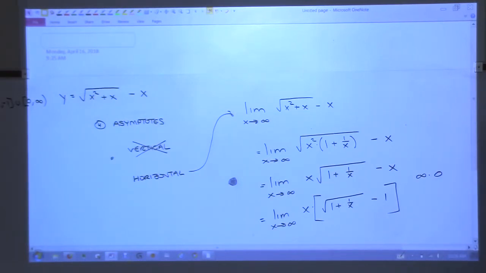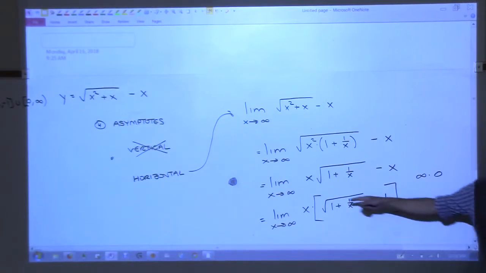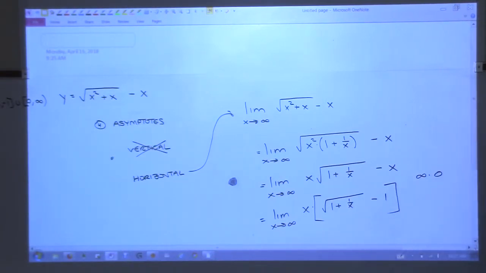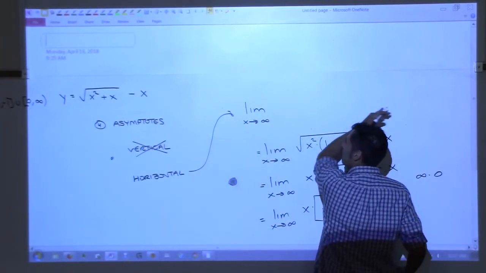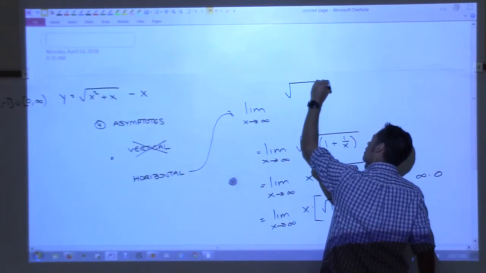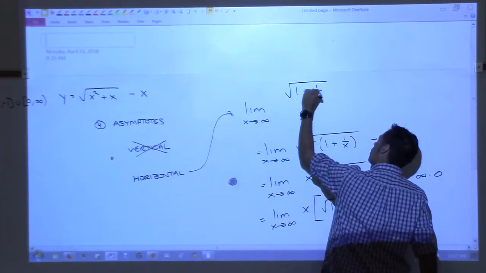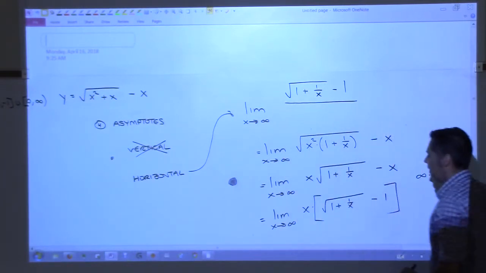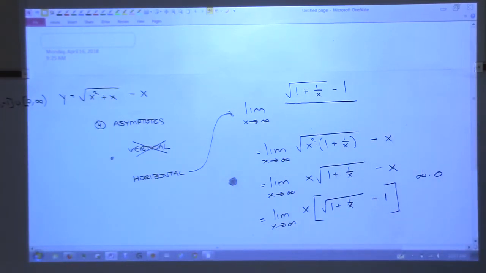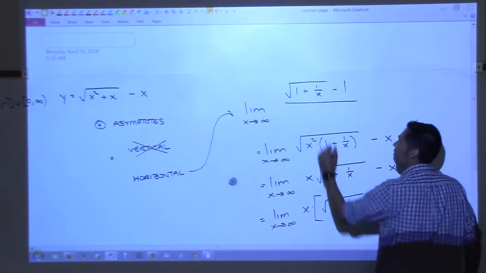So what can we do when we have infinity times 0? Take one of them and drop them. Okay, so I'm going to take the x and drop it. What a great problem. Man, I like this one. So here's where I am. I'm going to take root 1 plus 1 over x minus 1, leave that up top, right? And then I'm going to take the x that's here and drop it to the bottom as a 1 over x.